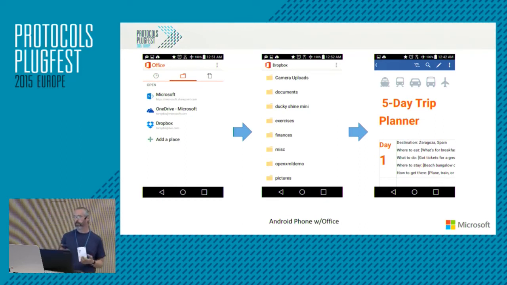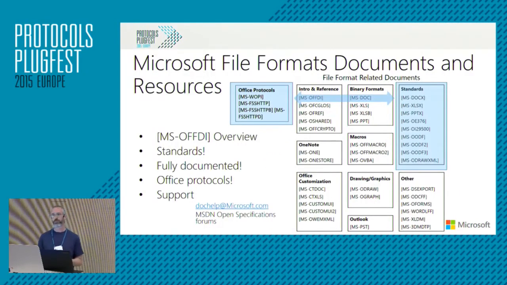And then this is just another example of the cross-platform usage. This is actually my phone, the phone I have here. It's an Android phone, and it's opening up Office and then going to the Dropbox backend storage and opening up that exact same file. So just a few examples of what the interoperability with file formats has been, how it's grown in Office.